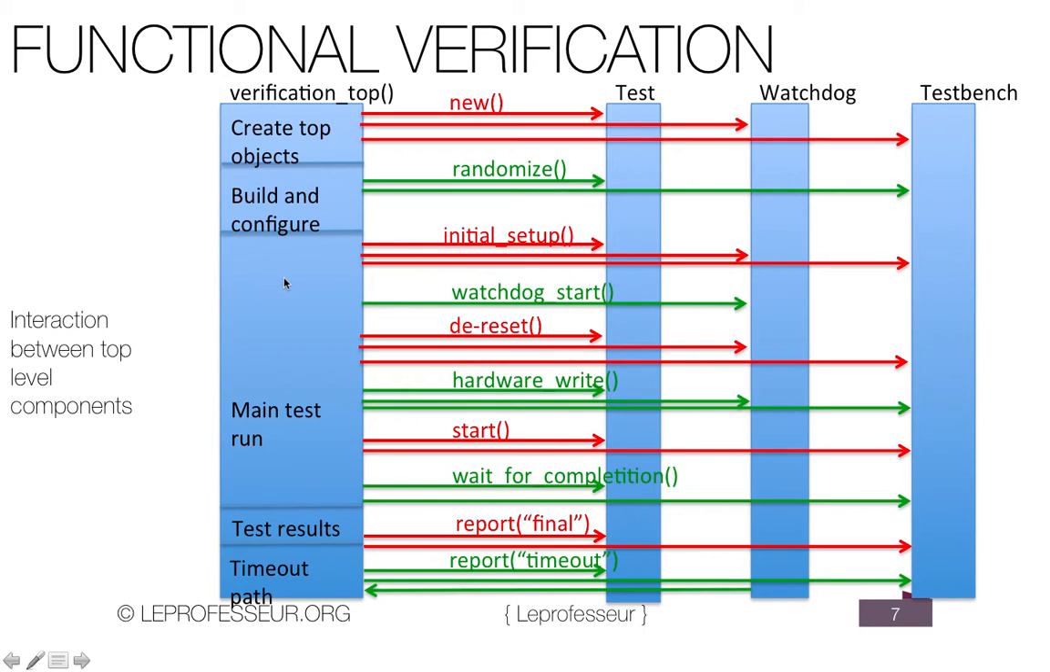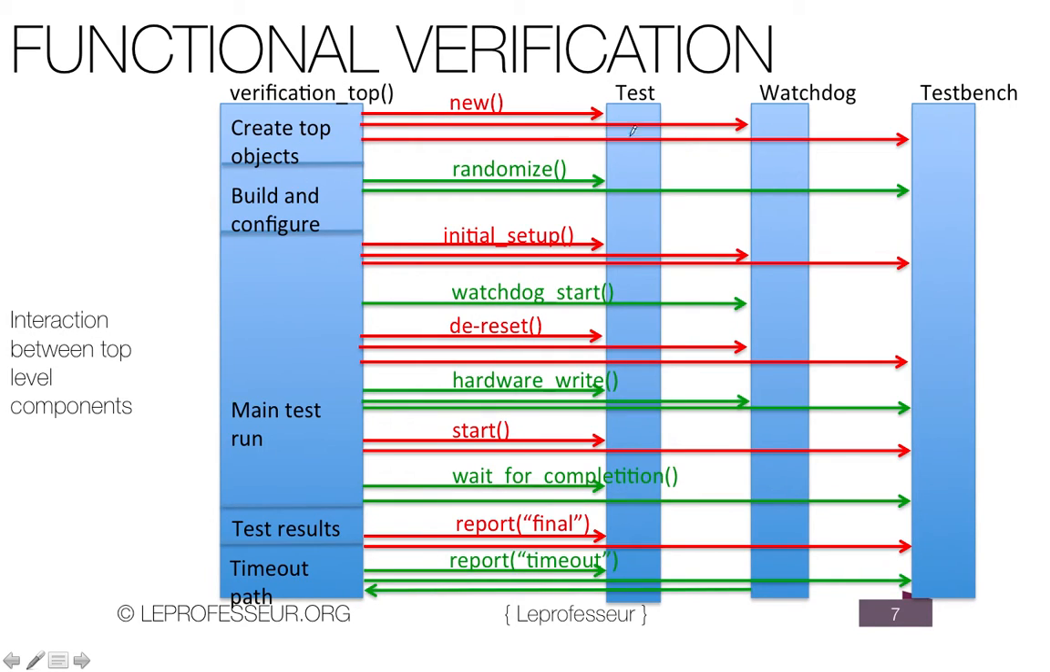So let's talk further. In this diagram, what I'm trying to show is the interaction between your different test bench top level components. So you have the verification top. Now the verification top, okay, you might have a block which creates the objects.